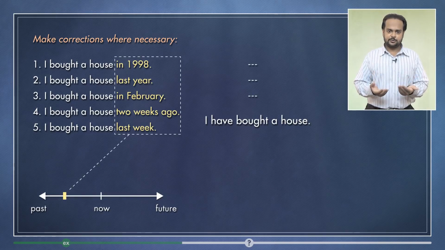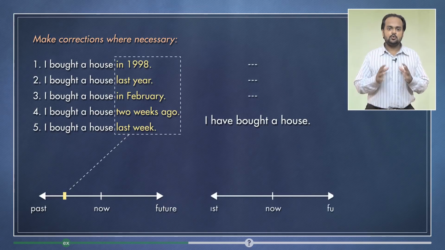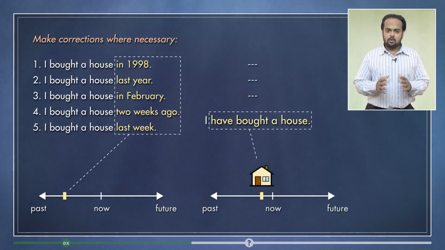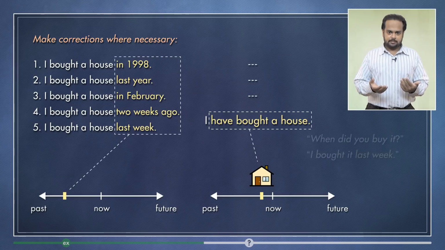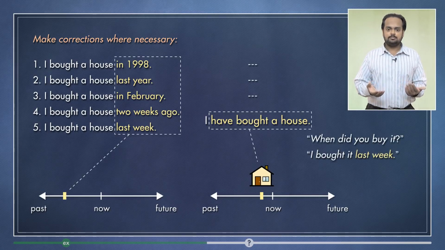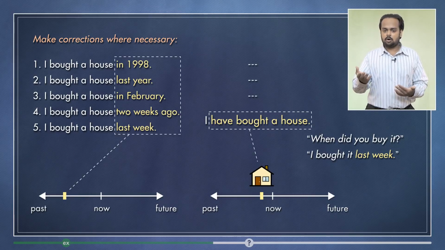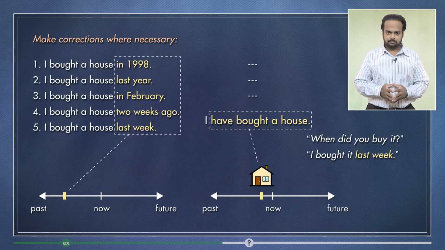So if I say to you, hey, guess what? I have bought a house, then I'm giving you good news. I'm focusing on buying the house. I'm not talking about the time because it's not important. If you want to know the time, you can ask, when did you buy it? Then I can say, I bought it 2 weeks ago, or I bought it last week. Notice again, to mention the time, we use the past simple.